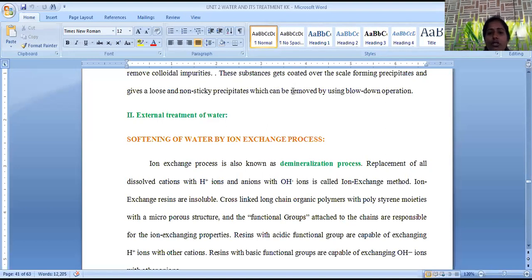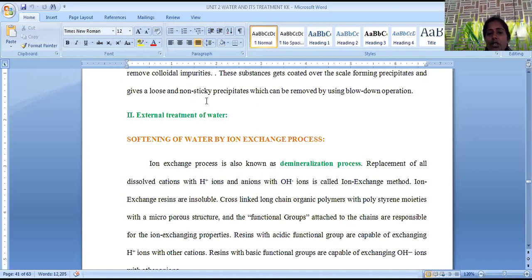If water is used for steam generation, it's very important to remove all the dissolved hardness present in it. Then only is the water fit for the generation of steam. So in softening, we have basically two methods. One is internal treatment of water, the second is external treatment.